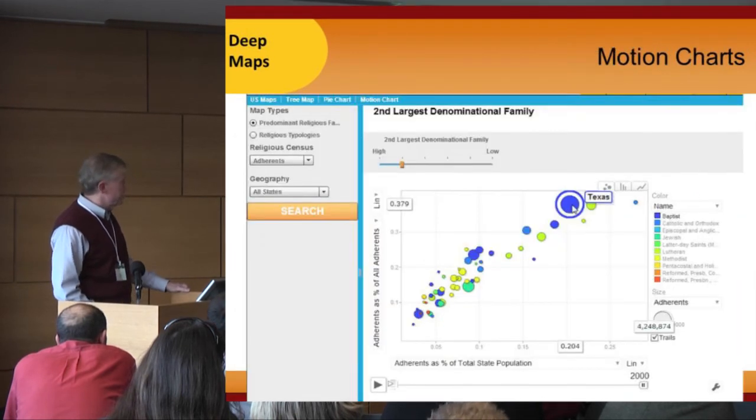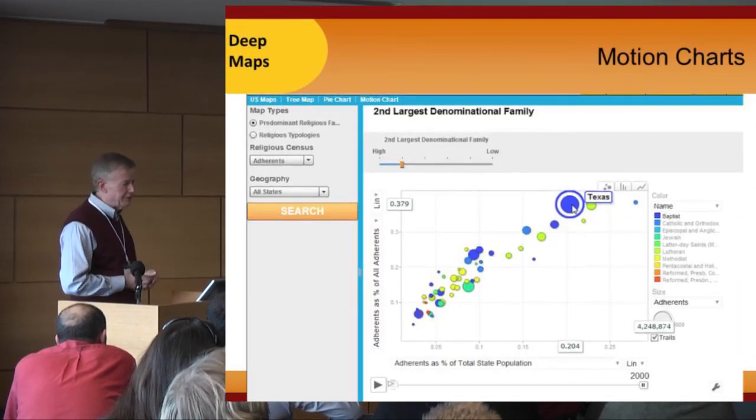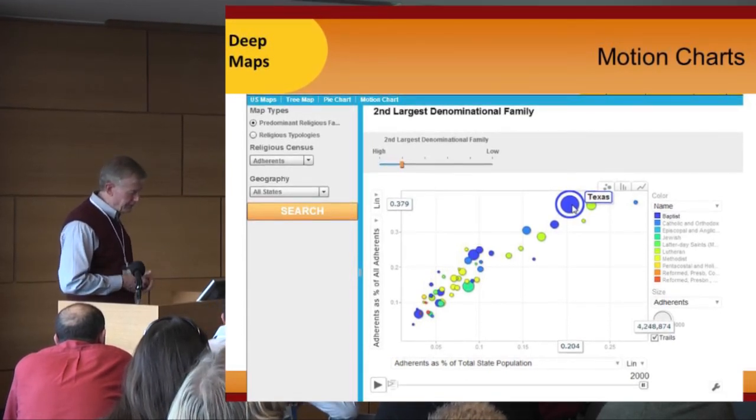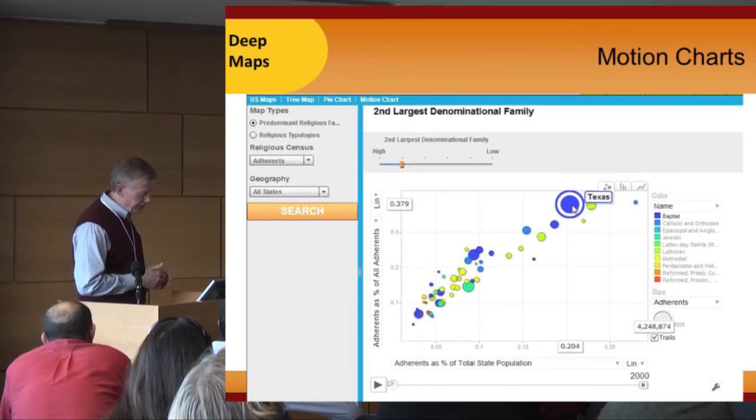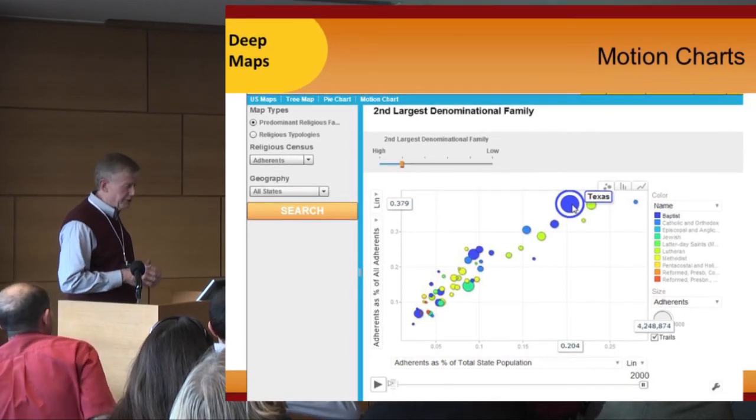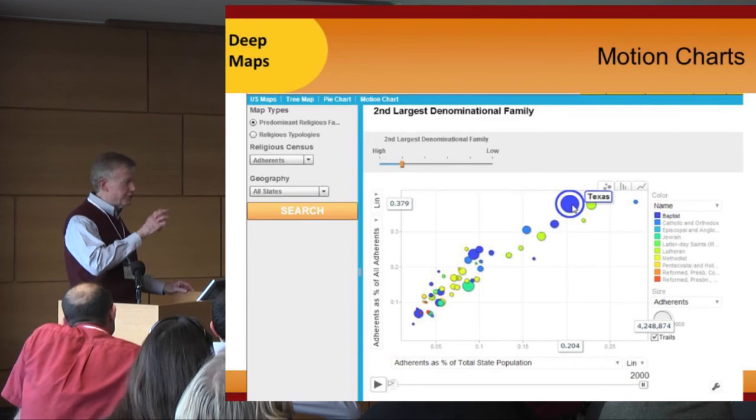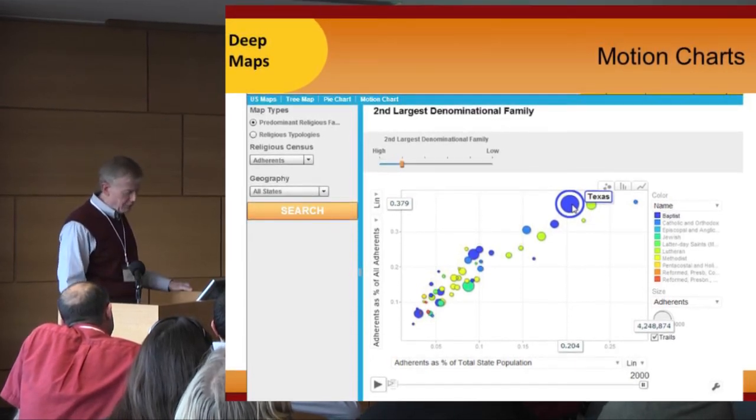We've also added motion charts to this, and a motion chart allows you to look at a couple of variables at one time and to see how those change over time. Here we have adherence on the left, adherence of all, as a percentage of all adherents, and then across the bottom, adherence as a percentage of the total state population. And you can set this in motion. This is a Google tool, and you can actually watch this change over time. So it begins to give you a real sense of the dynamic quality of religious adherence.